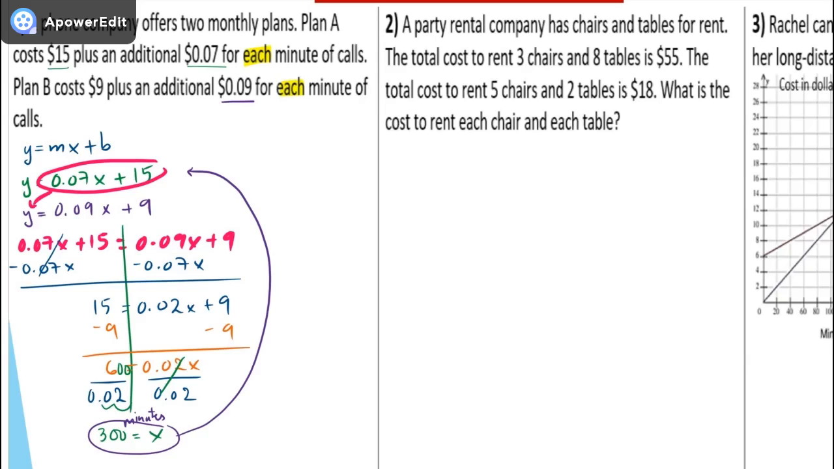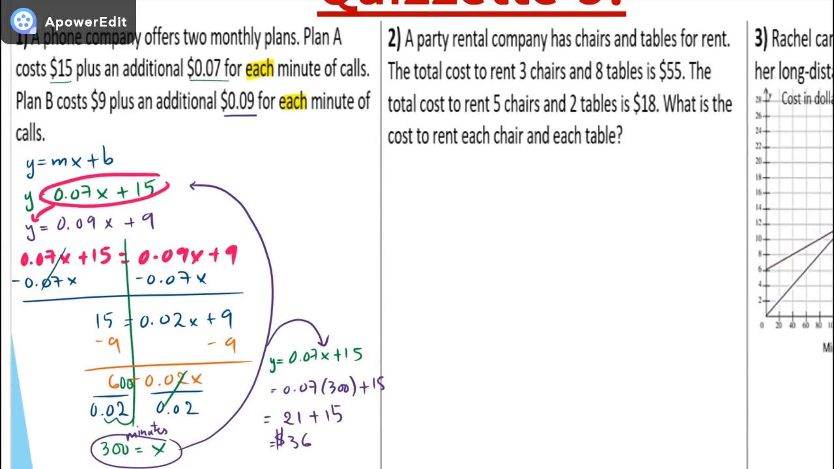So we have 0.07x plus 15. Okay, we're going to plug in x equal to 300. That will be 0.07 times 300 plus 15. Okay, so that will be 21 plus 15. That will get me $36. So it costs about $36 for 300 minutes of calls on both plans.